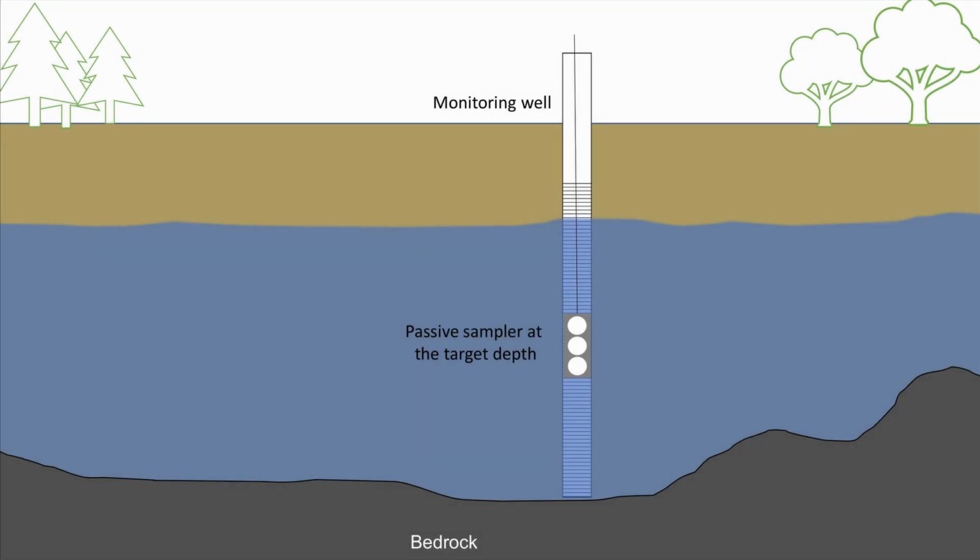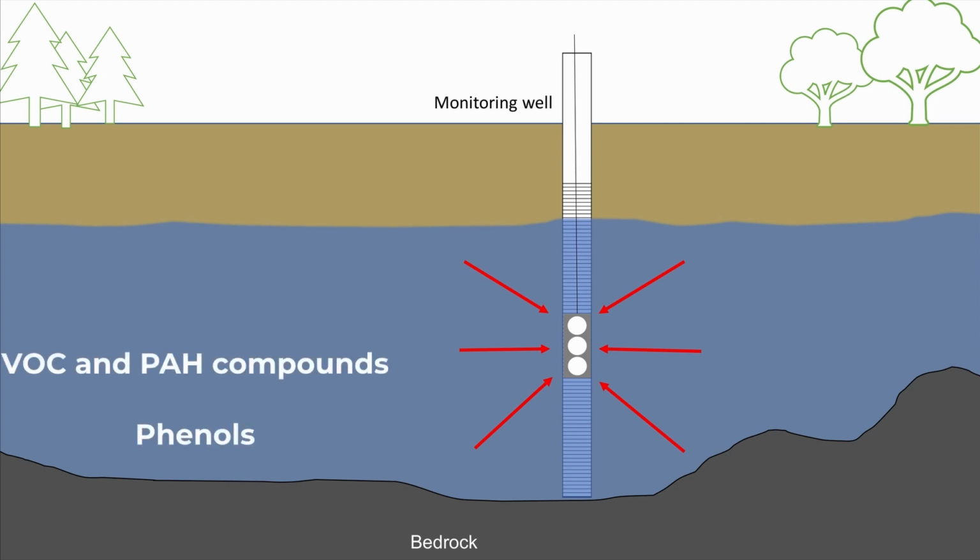at the target site for days or even weeks. The method is based on chemical and physical reactions between the collector and the surrounding water and the contaminants in it. Passive samplers are always optimized for specific groups of substances such as VOC and PAH compounds or phenols.